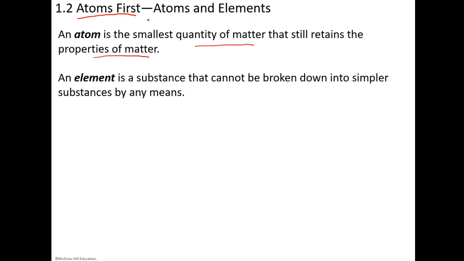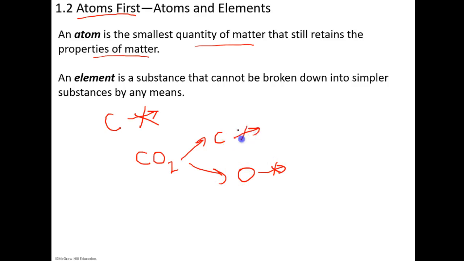All right, and then an element is a substance that cannot be broken down into simpler substances by any means. So, for example, if you have a carbon atom, I can't break that down any further than a carbon atom. A carbon dioxide molecule, however, I can break down into carbon atoms and oxygen atoms. But these cannot be broken down any more into any other types of elements. Those are the simplest forms of elements. Okay? And this is going to be the end of video 1.